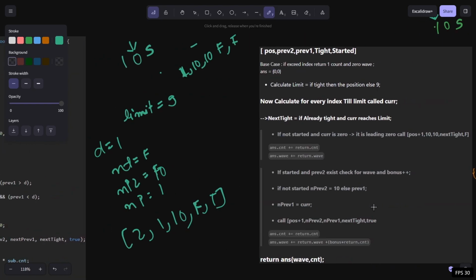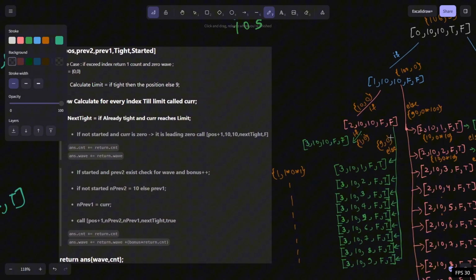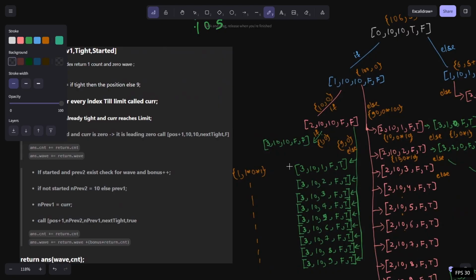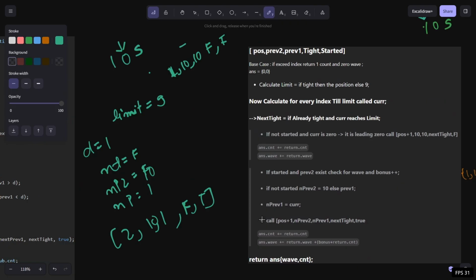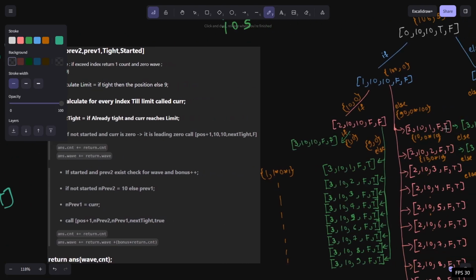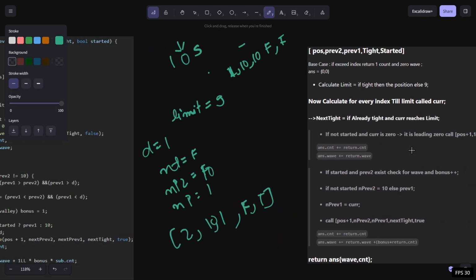We got next previous equal to 1. So we have to call 2 1 10 ft. So we called 2 10 1. Okay, 2 10 1. This is previous 2 and this is previous 1. 2 10 1 ft. So we called 2 10 1 ft from the else block.